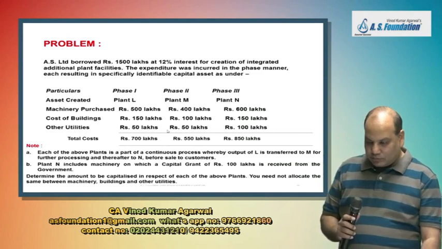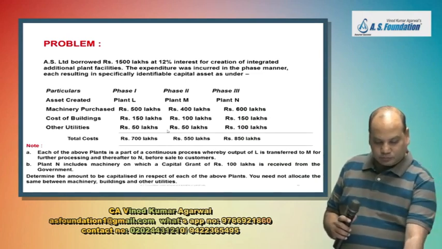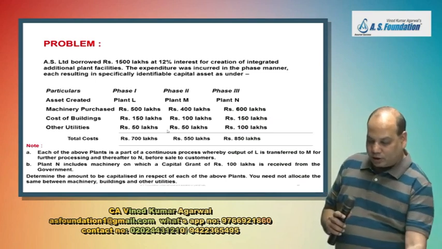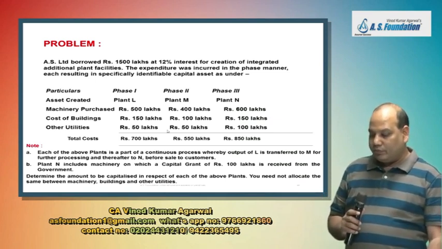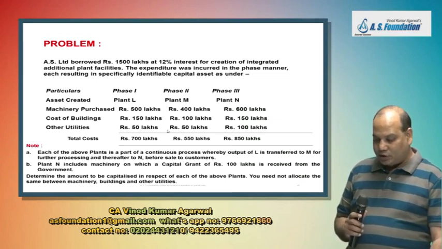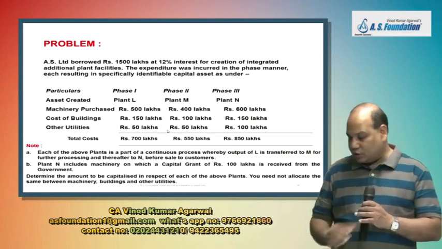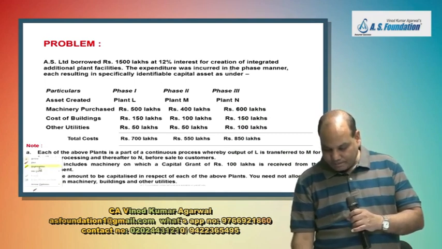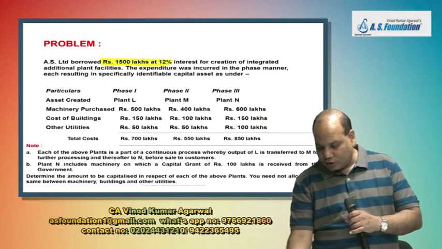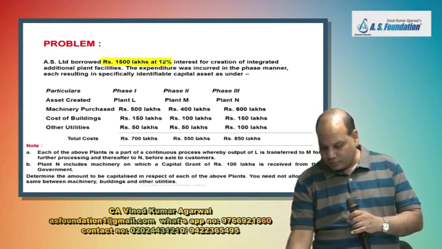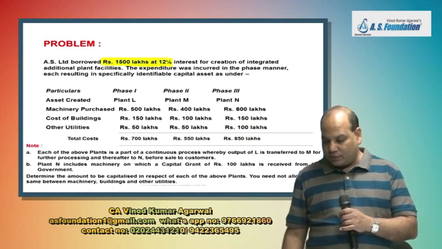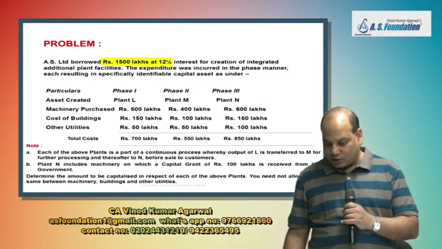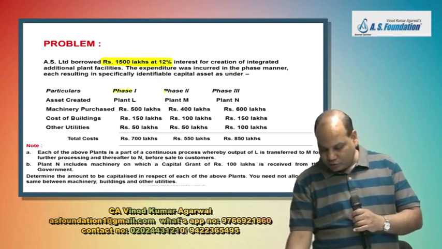Question number 16. AS Limited borrowed rupees 1500 lakhs at 12% interest for creation of integrated additional plant facilities. So what is the borrowed amount? 1500 at 12%. Okay. So I am going to incur 180 as interest. The expenditure was incurred in a phased manner, each resulting in a specifically identifiable capital asset as under phase 1, phase 2, phase 3.